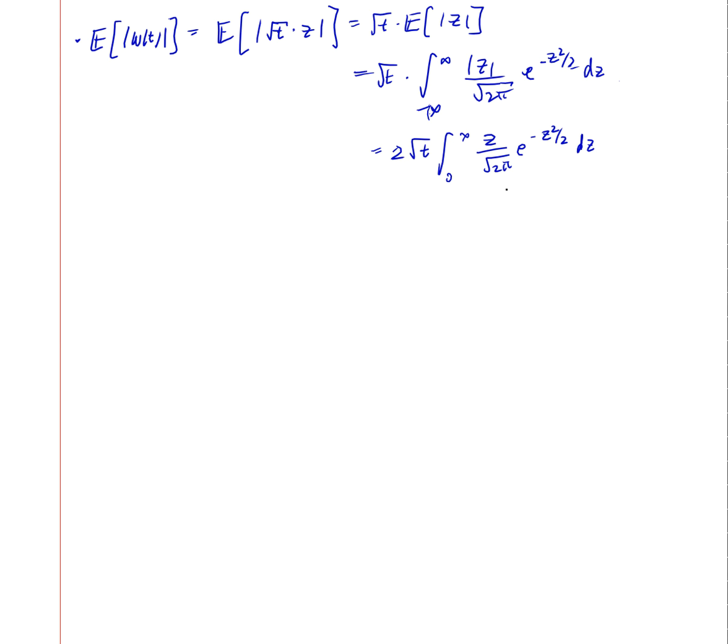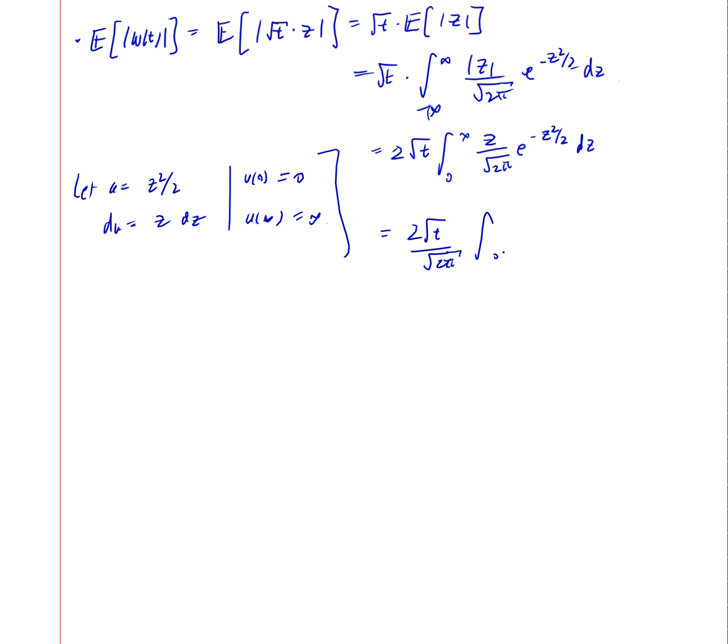So I hope by now you remember how to evaluate an integral using substitution, but if you forgot, I'm going to write that on the side. So let u equal z squared over 2, so that means du is equal to z dz, right? And then we know that obviously u of 0 is just going to be 0, right? Plug it in: 0 squared over 2 is 0, and then u of infinity gets us infinity, right? So the bounds don't change, in fact. So it'll be 2 times root t, I'm going to pull this out, over root 2 pi, and then you're just integrating from 0 to infinity, and since z dz just gets replaced with du, we're going to have e to the negative u du, right?